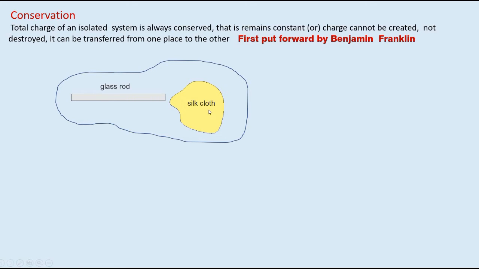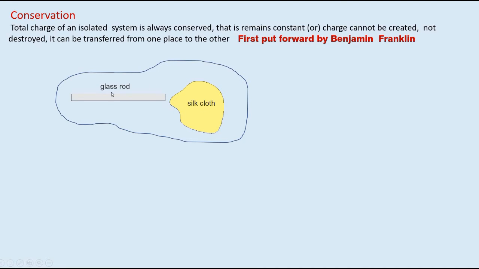If the glass rod is rubbed with the silk cloth, the glass rod becomes positively charged and the silk cloth becomes negatively charged. How much positive it will be, how much negative it will be, depends on the amount of electrons that is getting transferred between the two. When a glass rod is rubbed with the silk cloth, the electrons can go from the glass rod to the silk cloth. Thereby the glass rod becomes positive, because it loses electrons. Silk cloth, on the other hand, gains electrons and becomes negative.